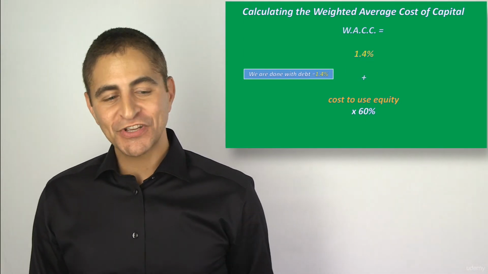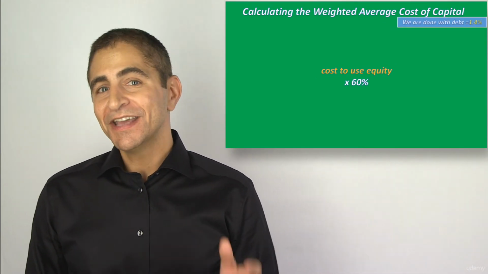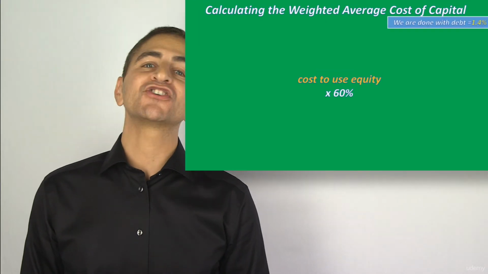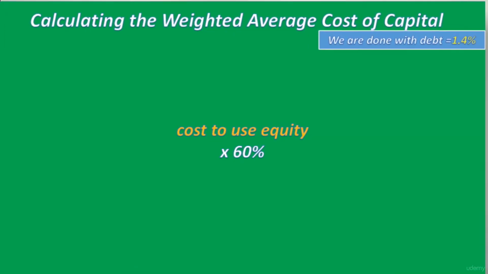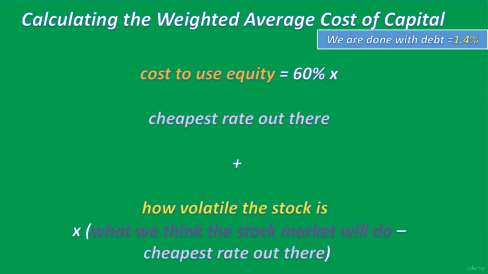So the cost to use equity times 60% is the remainder of this equation. And once we calculate that, then we have the weighted average cost of capital. So let's just tuck away the debt up in the corner there, okay? All right, so how do you calculate the cost of equity? Well, here's how you do it. Cost of equity equals 60%, right? Which is, remember, 60% of our capital structure is equity, 40% is debt. 60% times the cheapest rate out there, plus how volatile the stock is compared to the stock market, times what we think the stock market will do, minus the cheapest rate out there.